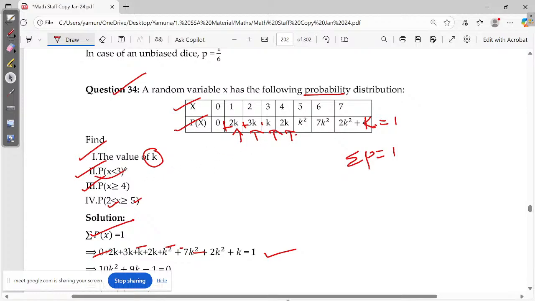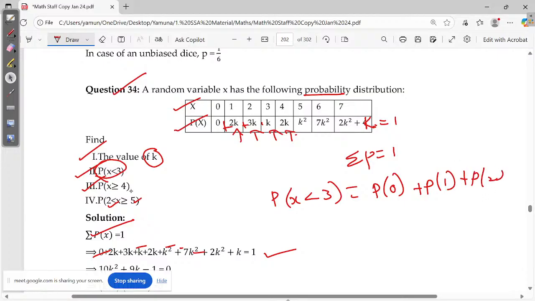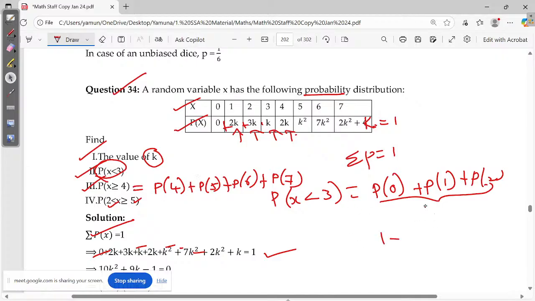Second is p of x strictly less than 3, which means you have to consider p of 0 plus p of 1 plus p of 2. Here it is given greater than or equal to 4, then you have to consider p of 4 plus p of 5 plus p of 6 plus p of 7. Else, since you have already found 0, 1, 2, you can subtract 1 minus this value. Also, you have to take p of 3.